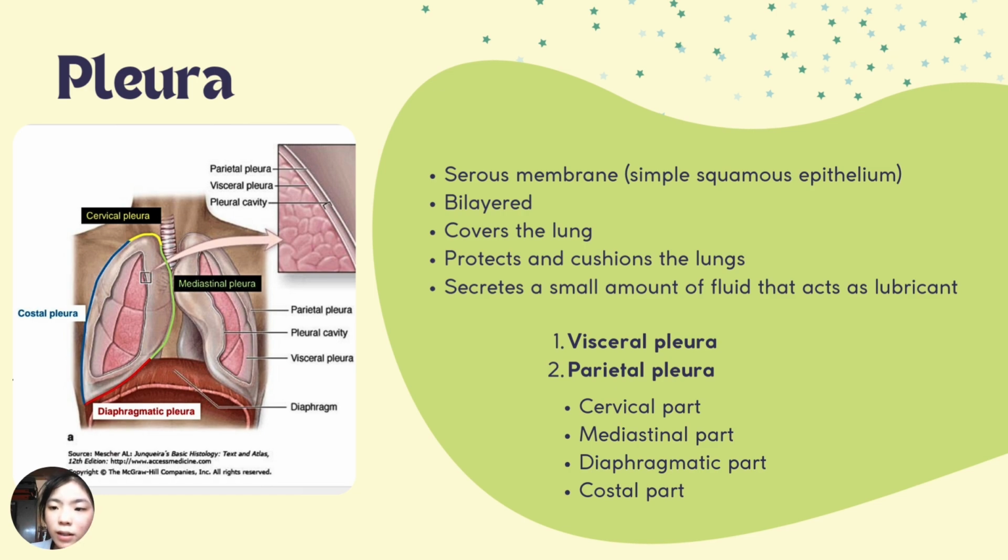The visceral pleura is innervated by visceral afferent nerves accompanied by bronchial vessels, while the parietal pleura is innervated by somatic afferent fibers. The costal pleura is innervated by branches from the intercostal nerves, and pain would be felt in relation to the thoracic wall. There are four subparts of the parietal pleura. The first one is the cervical part, mediastinal part, diaphragmatic part, and costal part.